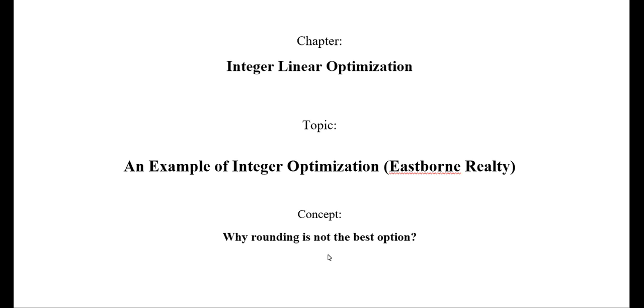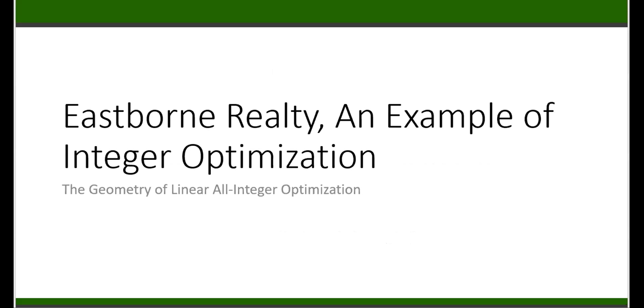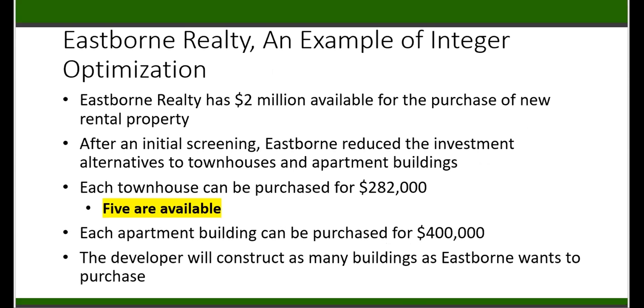So here I have the question. So this is the problem. We have a real estate company. They have a limited budget of $2 million and they want to use it for purchasing new rental properties. They are looking into townhouses as well as apartment buildings. So each townhouse can be purchased at a price of $282,000, and they have a constraint here. They can't buy more than 5 townhouses.